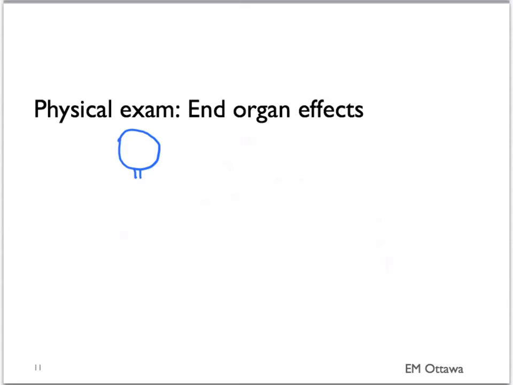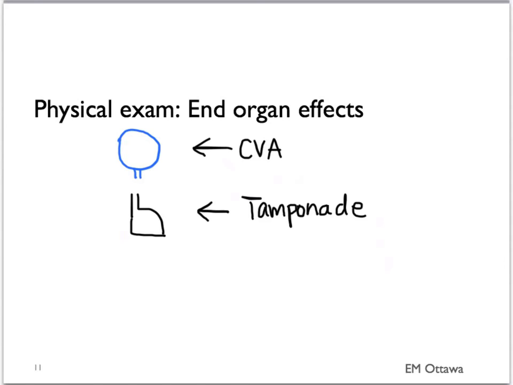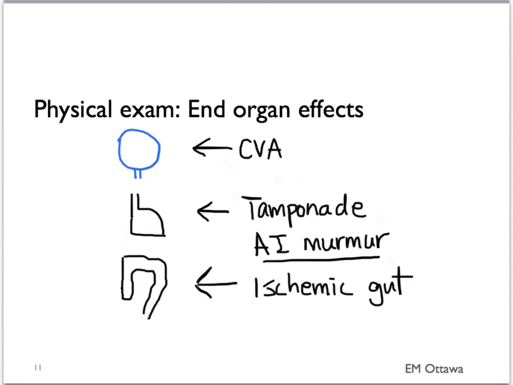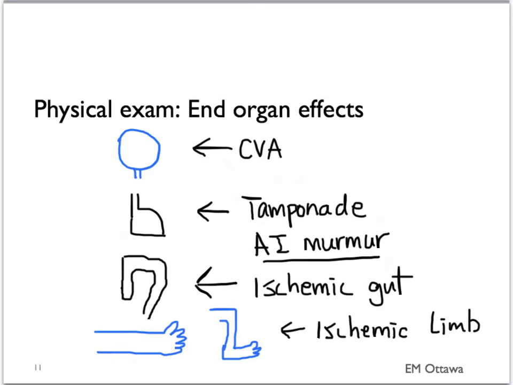We'll be looking for signs of CVA, signs of tamponade. We would also look for an aortic insufficiency murmur. We'll look for presentation of an ischemic gut and signs and symptoms of an ischemic limb.